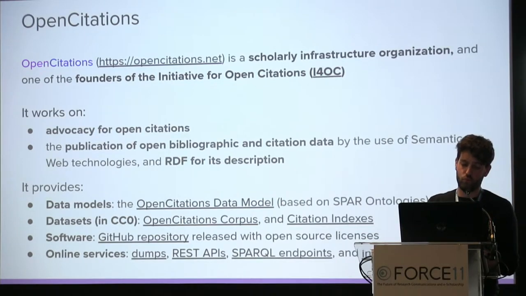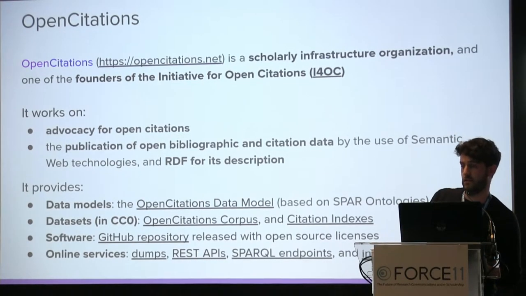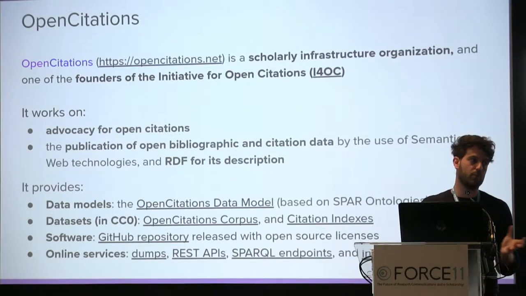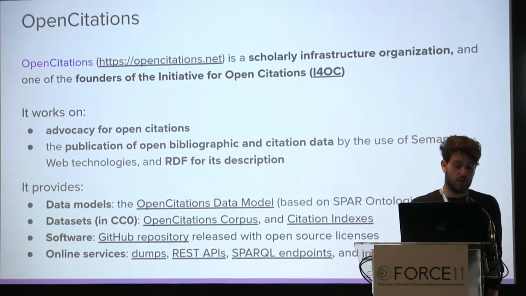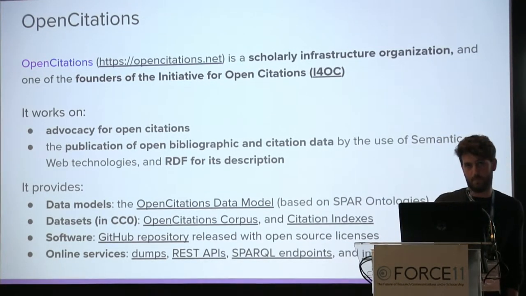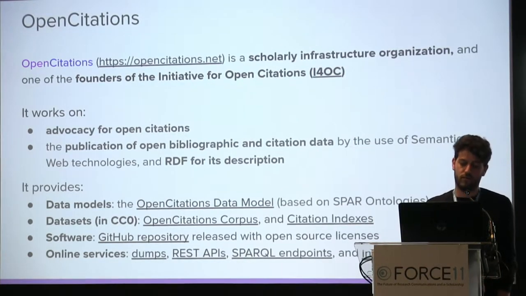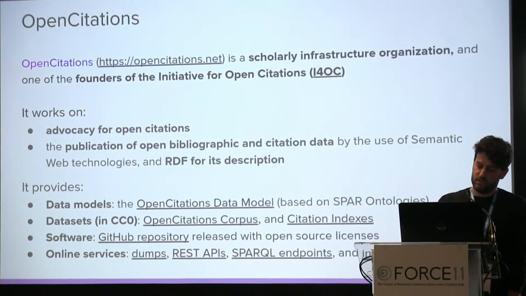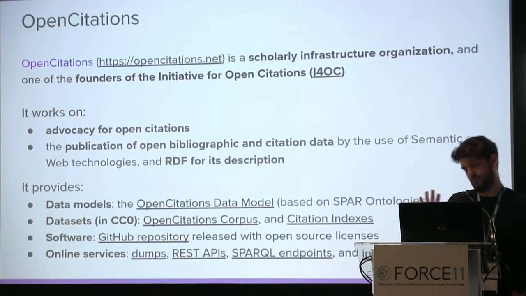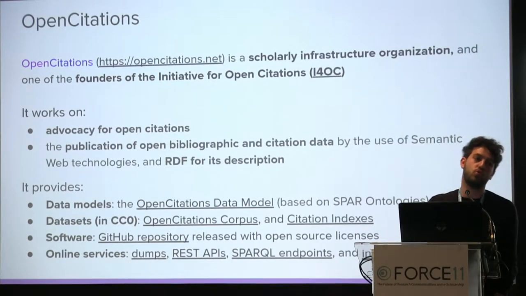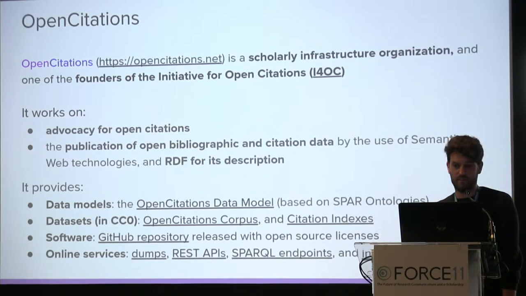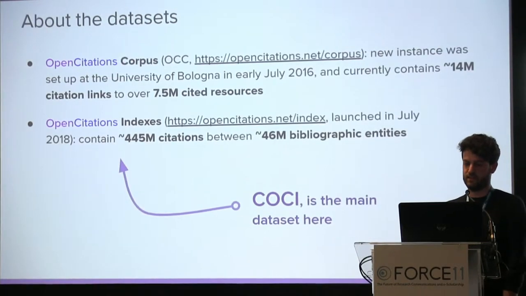So through Open Citations, we would like to provide four important things: the data models, the datasets, software, and online services. The data models are based on the Open Citations Data Model, which is called OCDM. And we have the datasets, which are mainly two different datasets. We have the Open Citation Corpus and we have the citation indexes. The software, all the software that Open Citations develops and all the code is open, so you can go and see it on GitHub, and some online services, some dumps of the data, REST APIs, the SPARQL endpoint, which is the language used to query the data in RDF, and some interfaces.